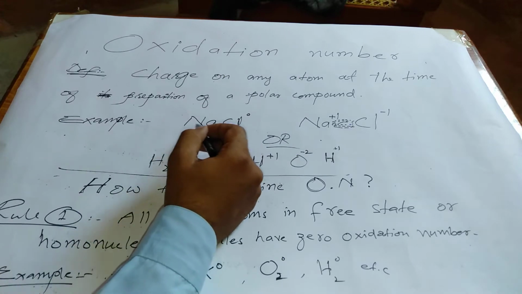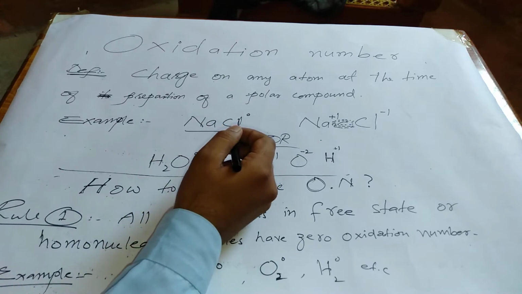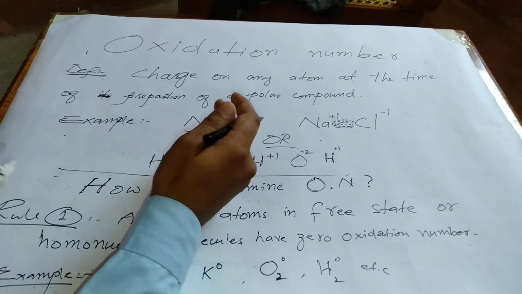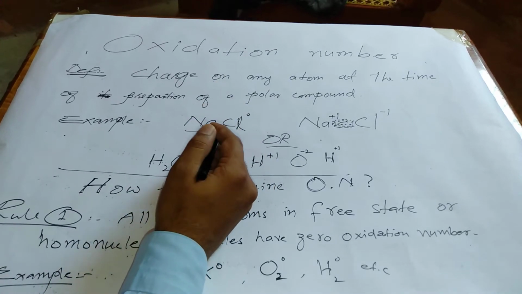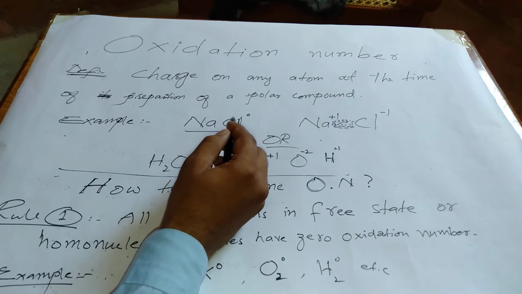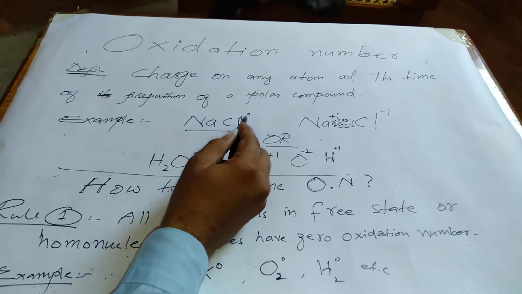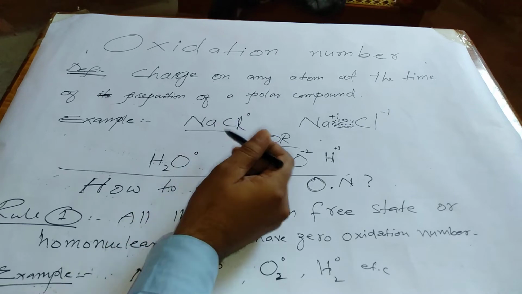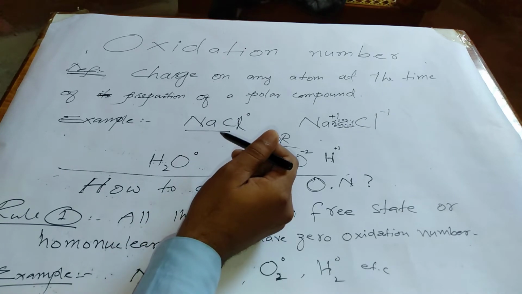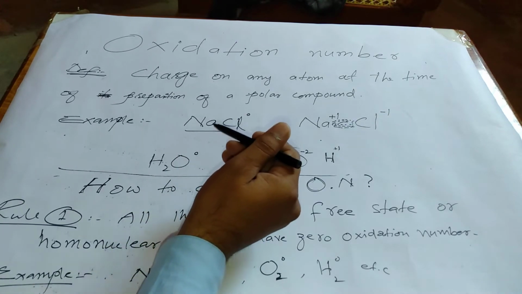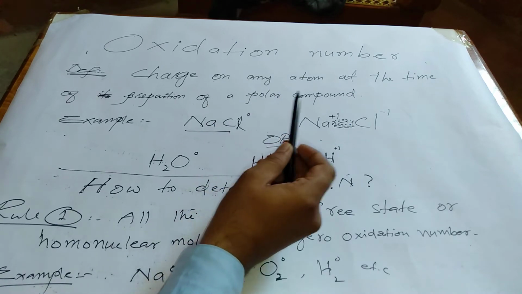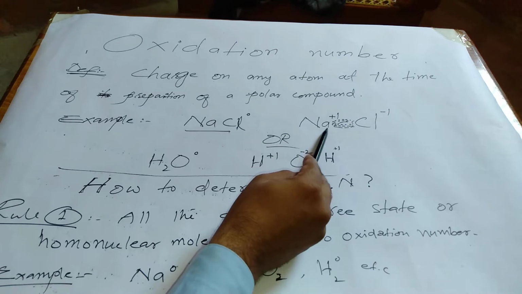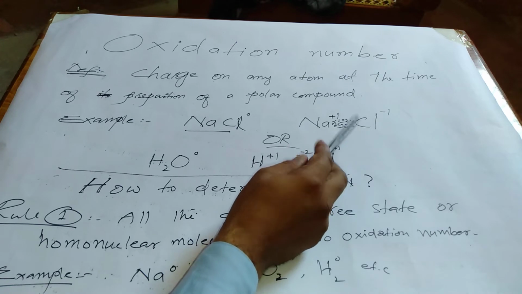So here we are taking the example of sodium chloride. After the preparation of sodium chloride crystals, there is no charge on the sodium chloride crystal. It is zero charge. But at the time of preparation of sodium chloride, sodium gets +1 charge while chlorine gets -1 charge.